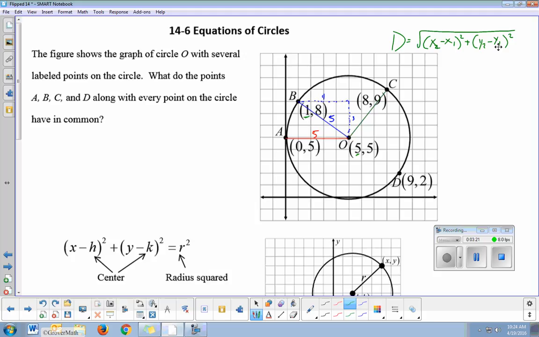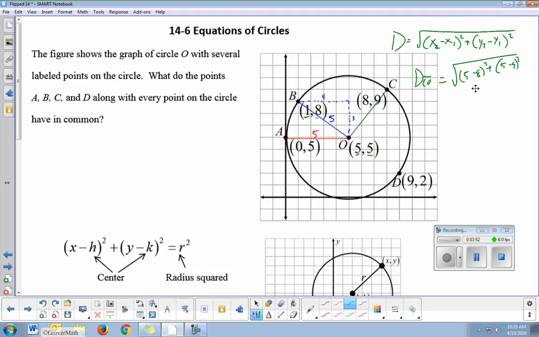And then subtracting the y values, that's what we did here. There was a difference of 8 and 5, which is 3. But let's actually use this formula here for CO. So the distance of CO. And so we subtract the x values. That would be 5 minus 8. 5 minus 8 squared plus 5 minus 9 squared.